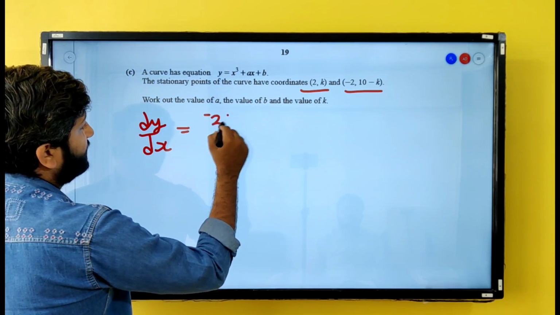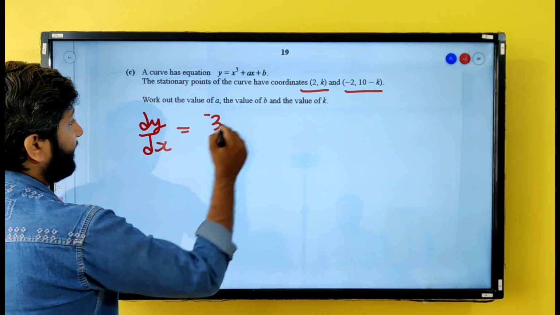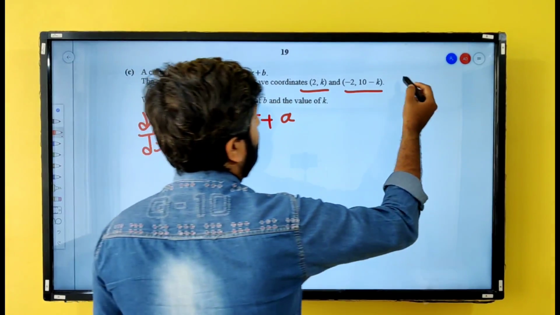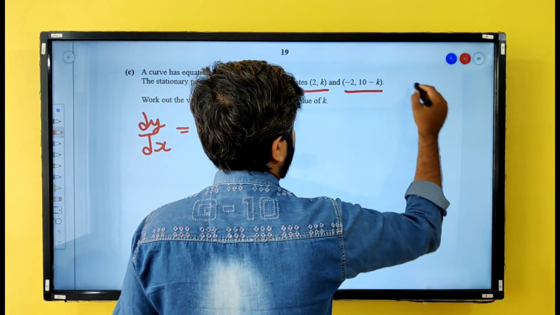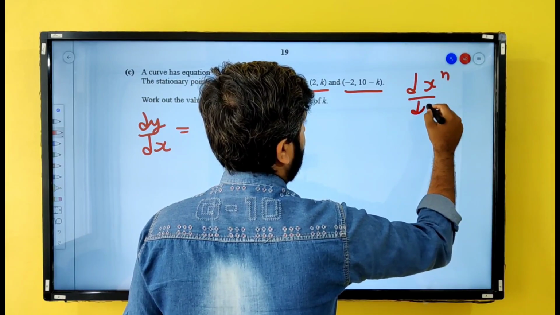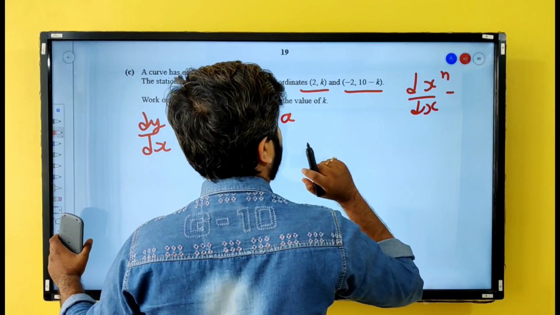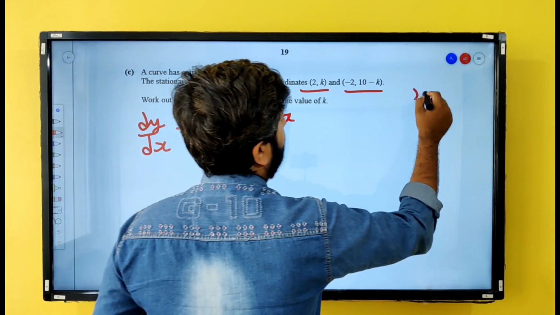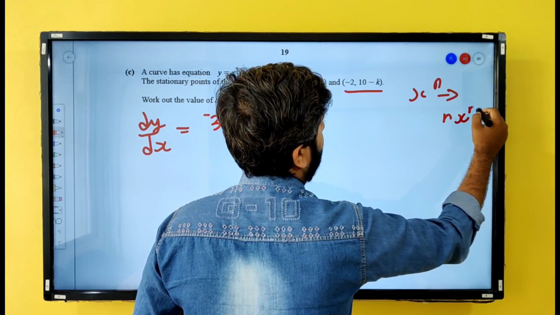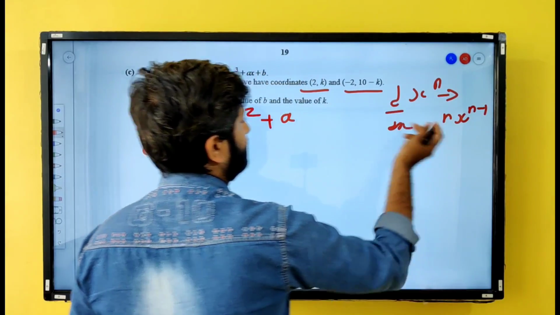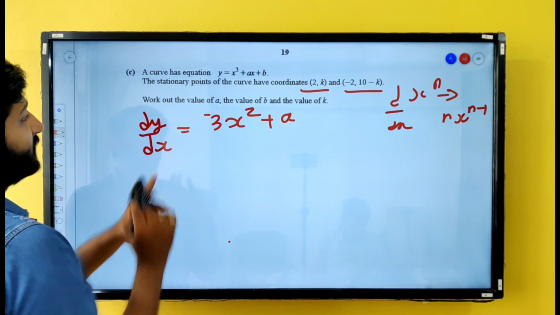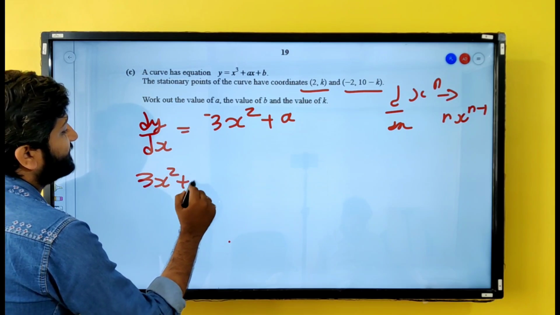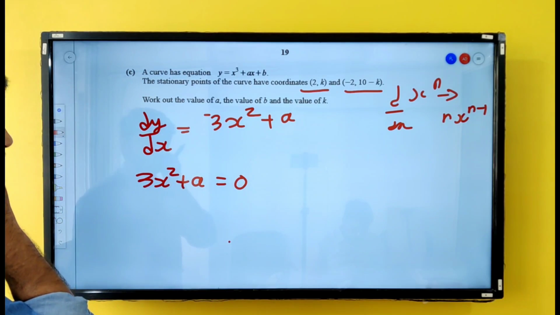dy by dx is 3x square plus a, because we know the differentiation of x power n is n into x power n minus 1. So this is going to be 3x square plus a. Now for stationary points, 3x square plus a equals 0.